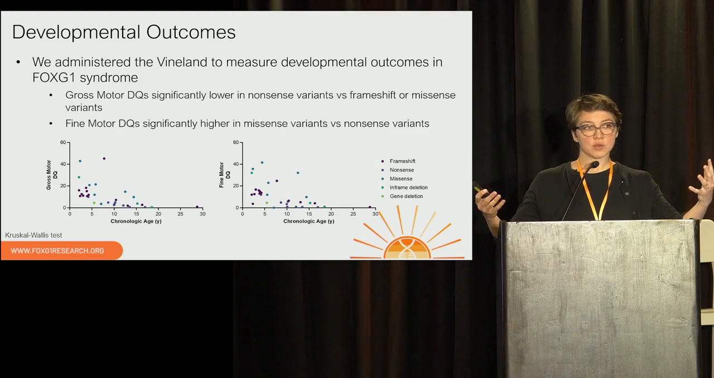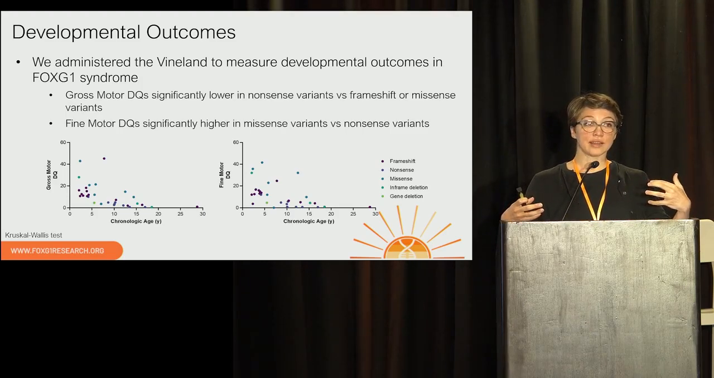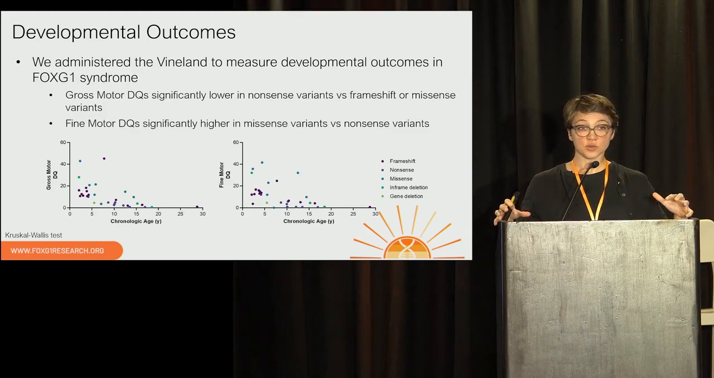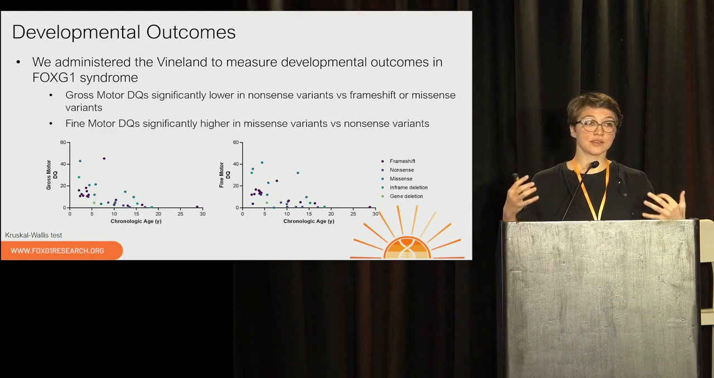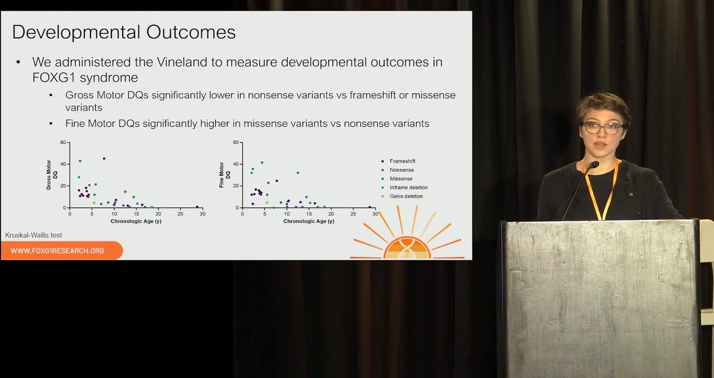So the take-home message here is that across language and motor, we did observe that there were delays across all individuals with FOXG1 syndrome, and we did observe some slight differences depending on the specific type of FOXG1 variant.